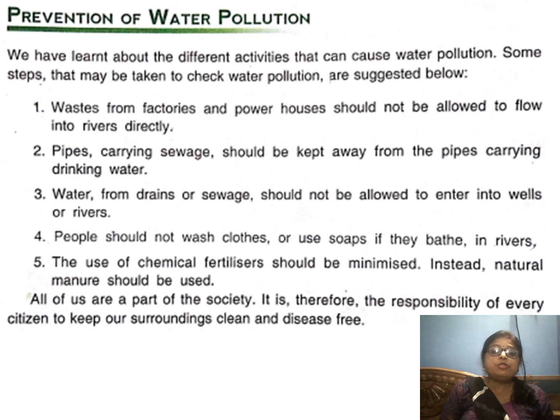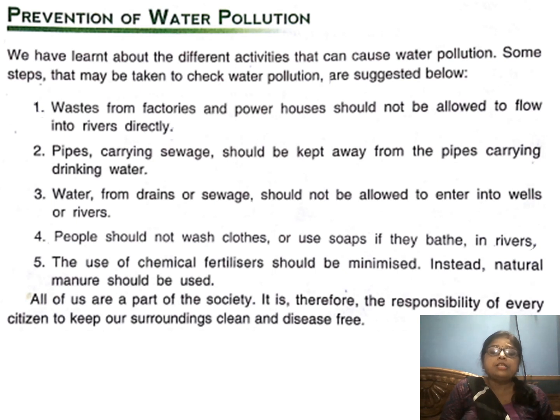Next topic, prevention of water pollution. It means how can you check the water pollution? We have learned about different activities that can cause water pollution. Now, there are some steps which can prevent it. These are given below. First, waste from factories and powerhouses should not be allowed to flow directly into the water. If they do not flow into water, then water will not get impure.